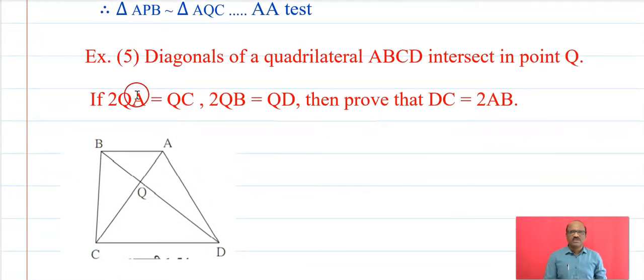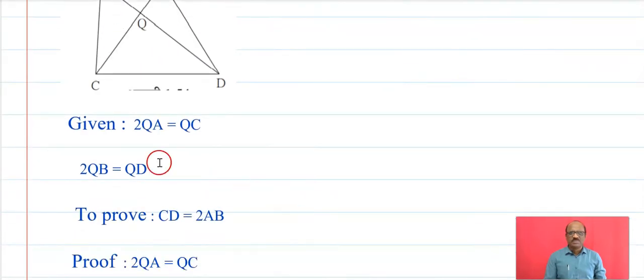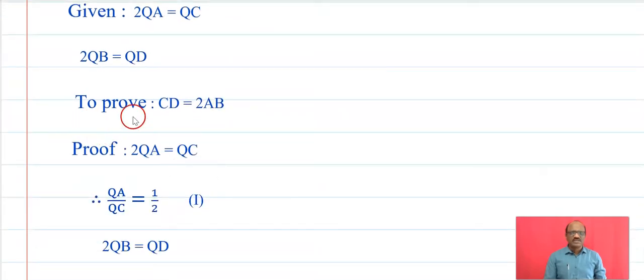Now question number 5. The diagonals of a quadrilateral ABCD intersect at point Q. If 2 times QA is equal to QC and 2 times QB is equal to QD, then prove that DC is equal to 2 times AB. Now we have given that 2 times QA is equal to QC and 2 times QB is equal to QD. Then prove that CD is equal to 2 times AB.